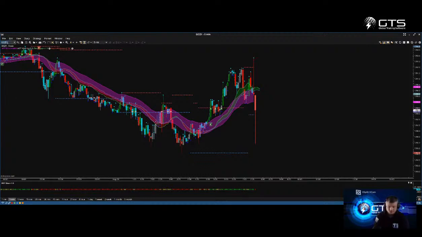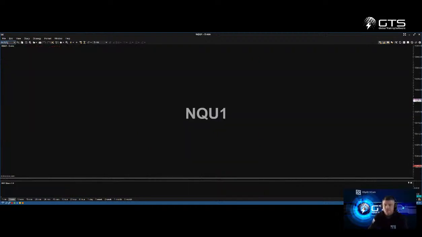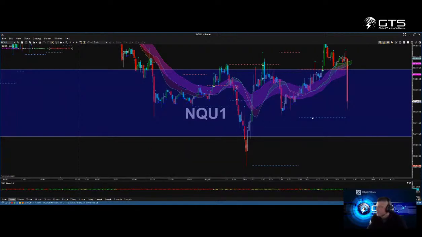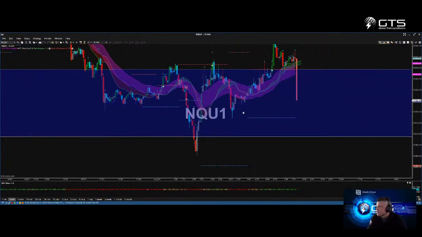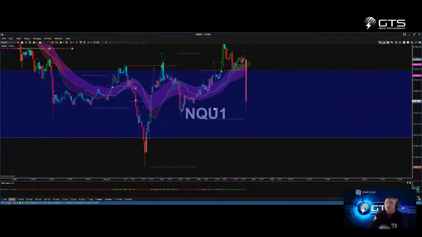Let's see here. Slide back over here, see what's going on with the NQ. Now, slide down to support, and then algo is bought. Yeah.